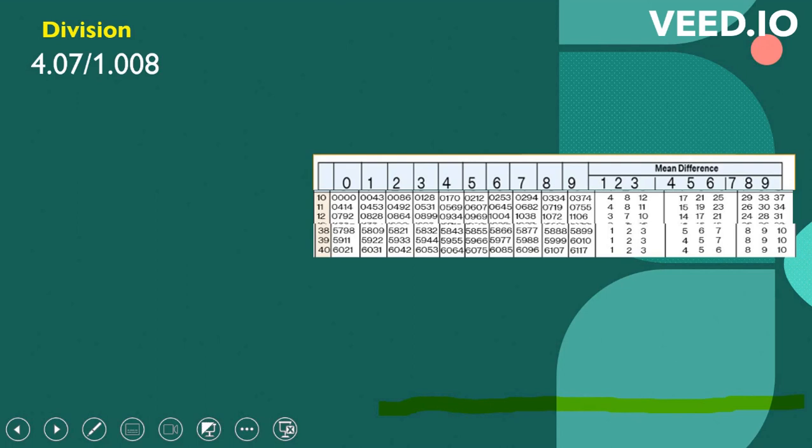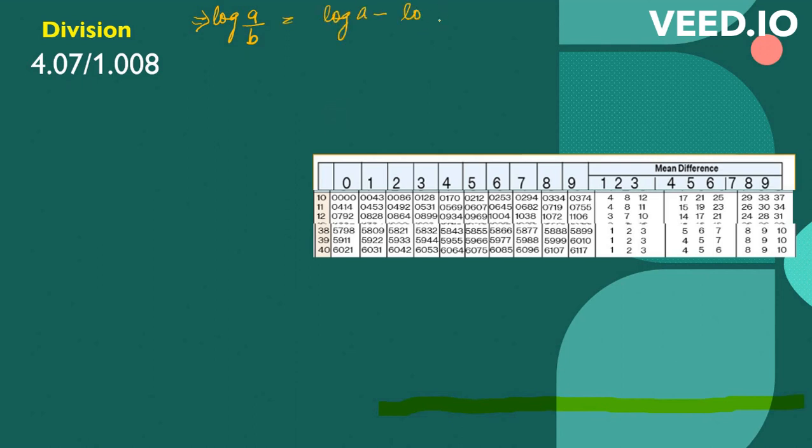That is our division part. So what's the formula for the division? That is log of a by b is equal to log a minus log b. That means if I am writing this number like this, that is log of 4.07 by 1.008.